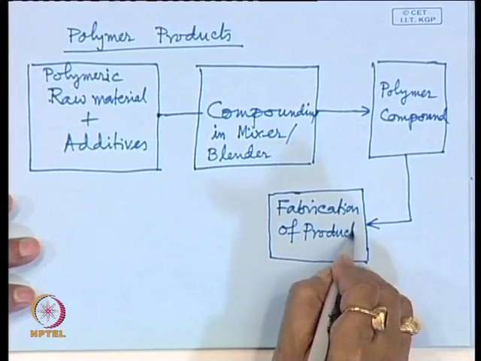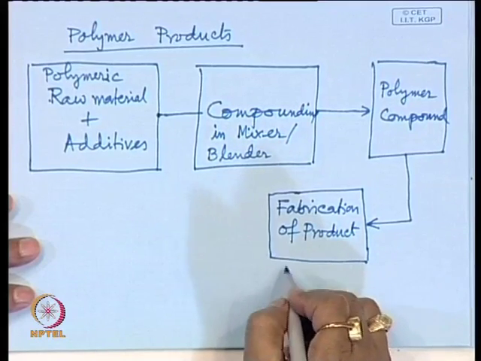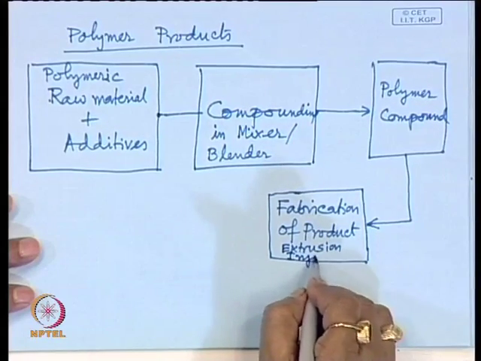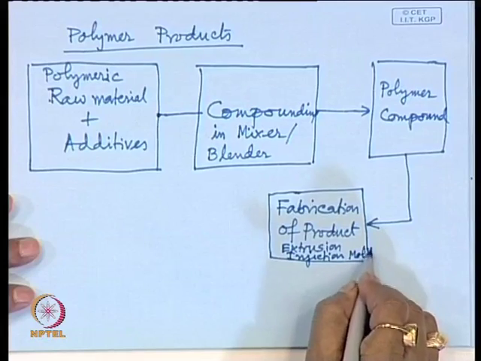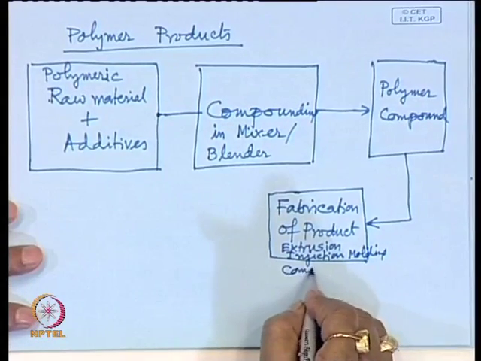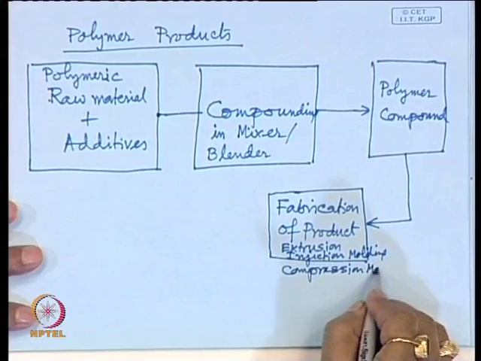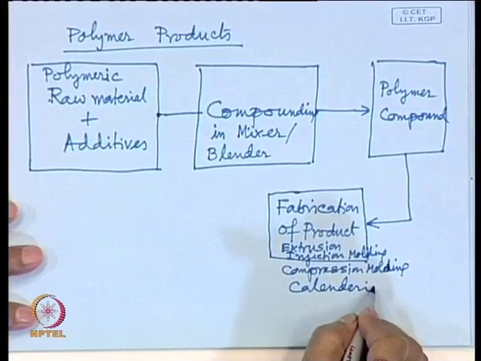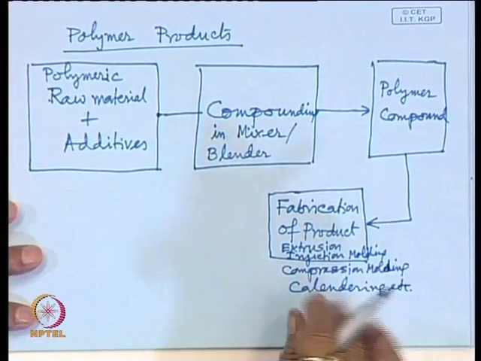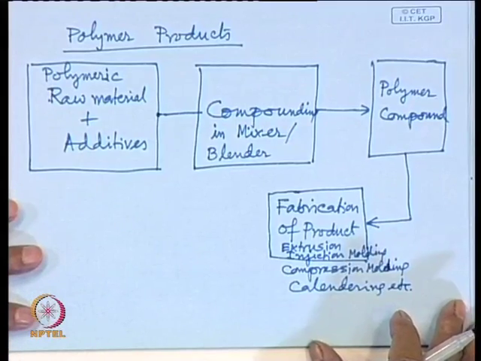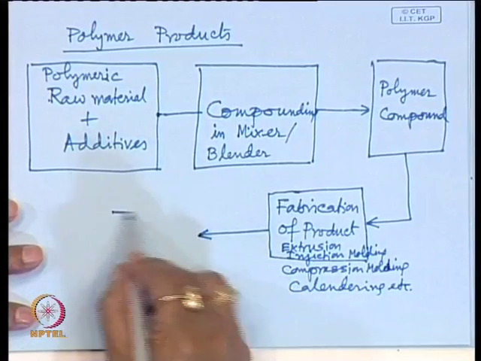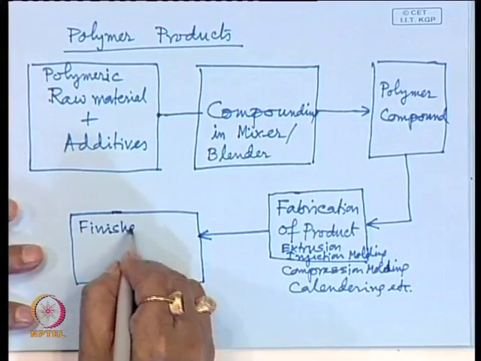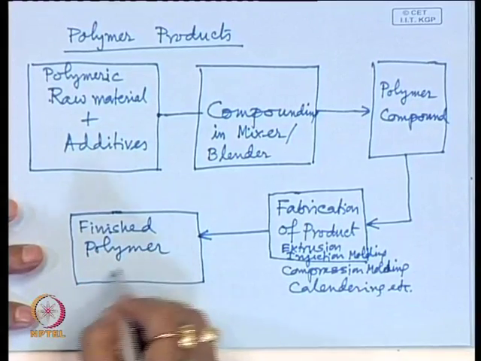Fabrication of product. Now, this actually may be, say, by extrusion, injection molding, compression molding, calendering, etc. There are various techniques we will discuss later in detail. So, we get a finished polymer product.